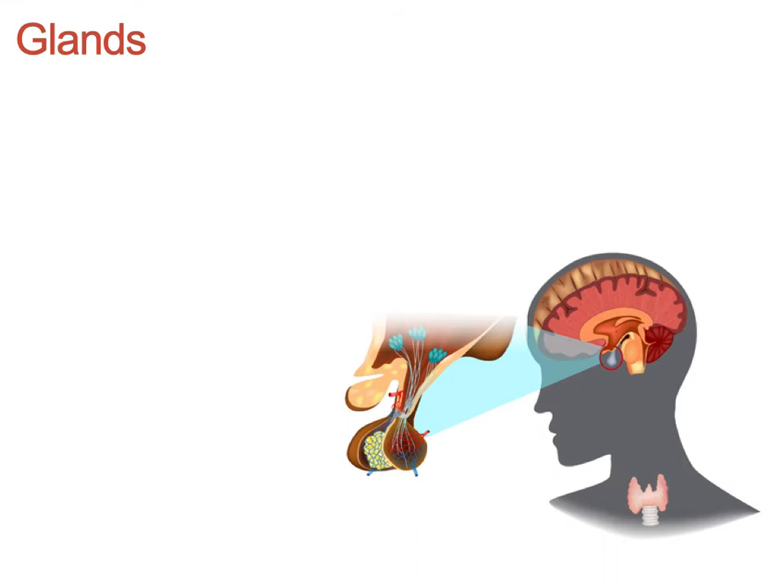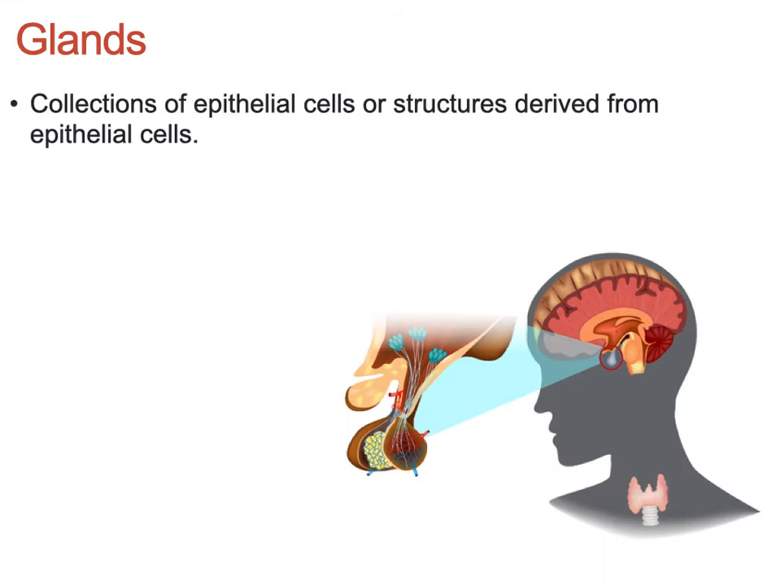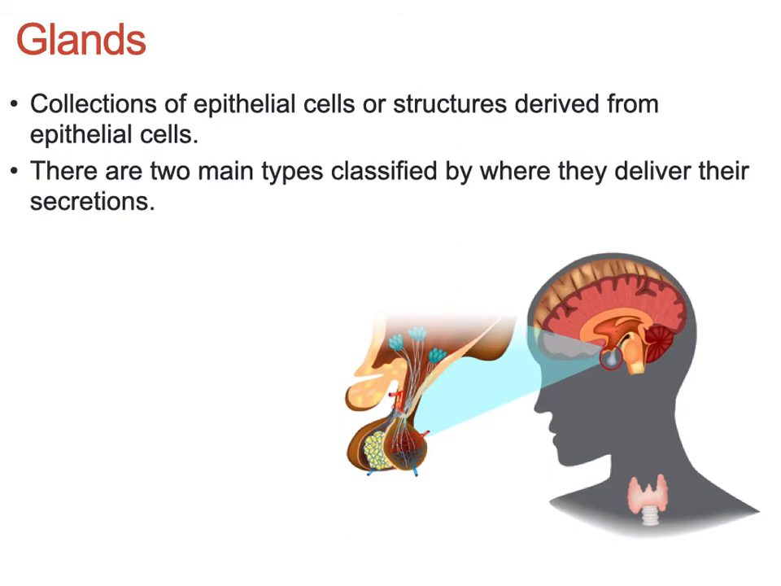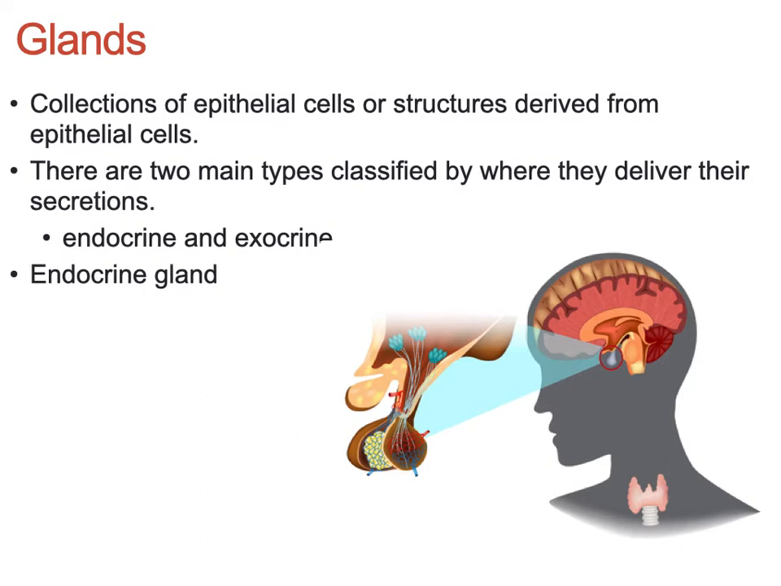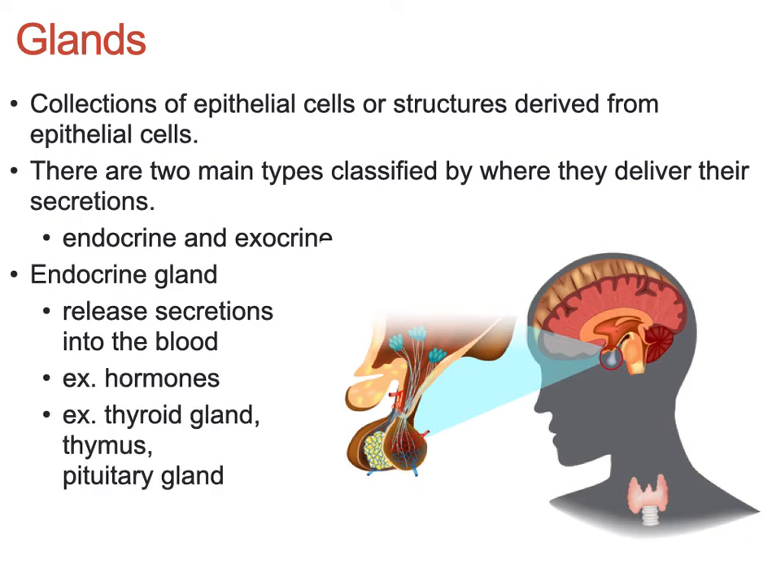All right, so now I'd like to turn my attention to glands. Glands are collections of epithelial cells or structures derived from epithelial cells. There are 2 main types classified by where they deliver their secretions. You have endocrine and exocrine. Endocrine glands are going to release the secretion into the blood, and an example of this would be hormones. For example, the thyroid gland, the thymus, and the pituitary gland all function as endocrine glands as they secrete and release hormones into the blood.